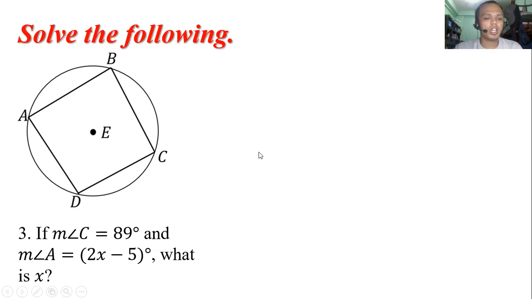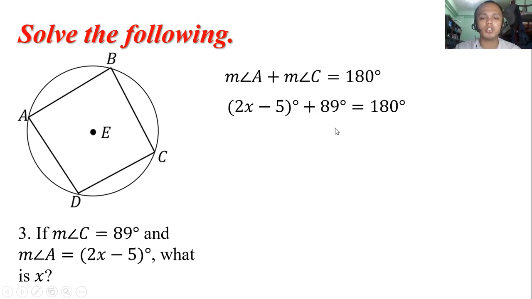Okay? Okay, last one. If measure of angle C naman, not the same figure, is 89, and then your A is 2x minus 5, what is your x? Okay, hanapin natin yung x, no? Now, substitute your A to 2x minus 5 degrees, then your C to 89. Then, remove muna natin to, mga degrees. Okay? We have 2x minus 5 plus 89. That would be equal to 84, equal to 180.